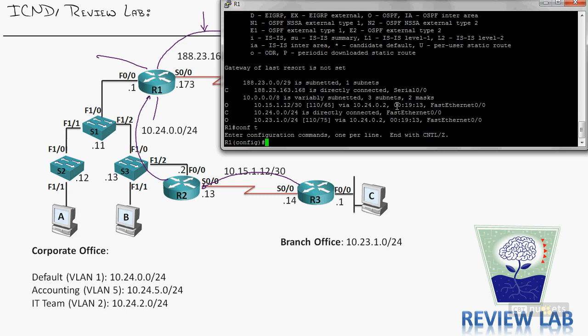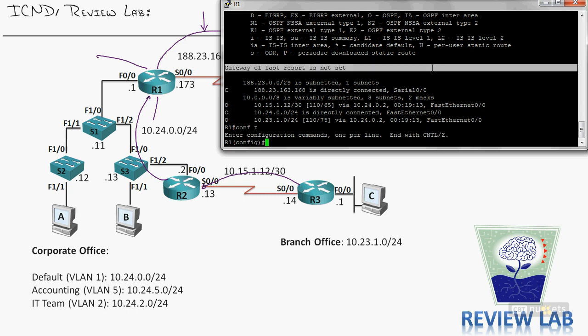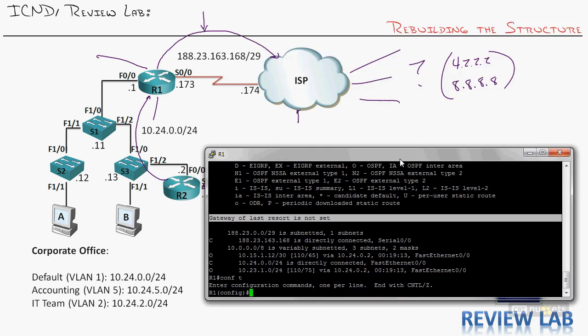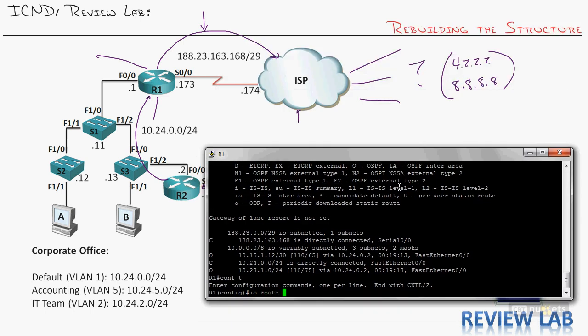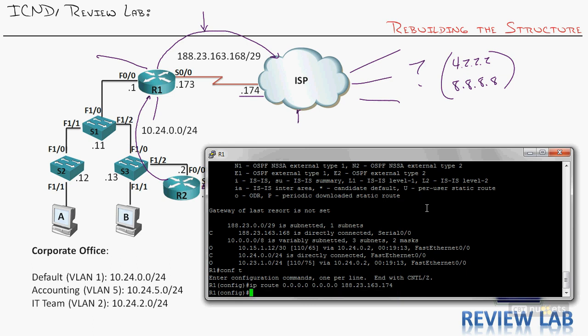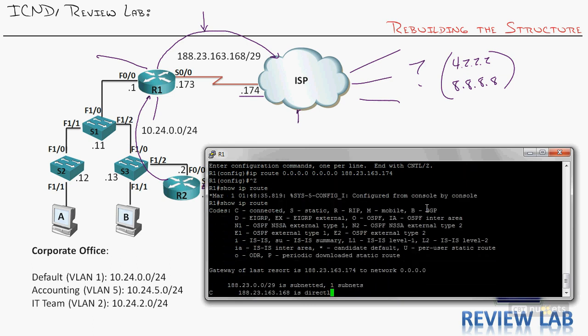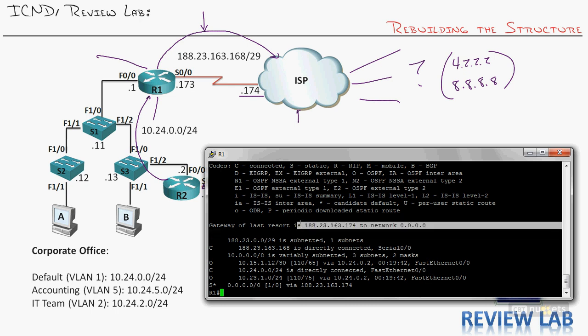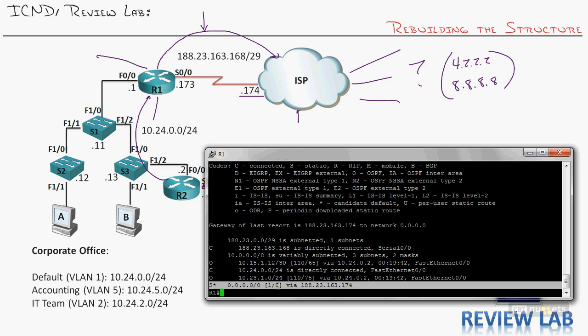I'm going to go into global config mode, notice gateway of last resort not set, and I'm going to do an ip route as our static route. Everything, so this is the all-zeros IP address and subnet mask, to 188.23.163.174, which is this guy right here, the ISP. Good. So first off, let's go back and do a show ip route verification. Now I do see the default gateway is set, and I see that static route. Again, remember the administrative distance of 1, metric or cost of 0, because it's static. There is no metric for a static route.